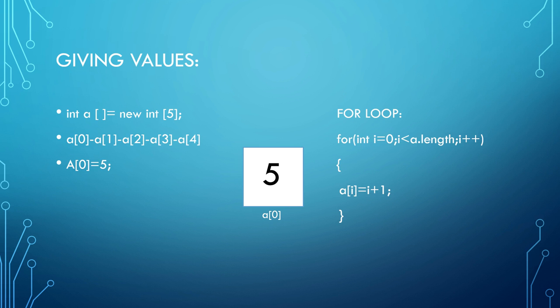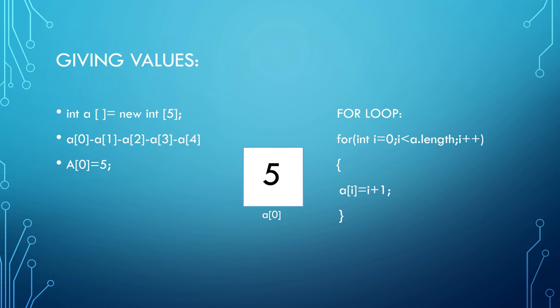So I is equal to 0, and now there's a function for arrays which helps you get the length, that is the number of elements in an array. That's called a dot length. Fine, no brackets over there, just a dot length. And now I plus plus, and now in the for loop all you say is a of I.